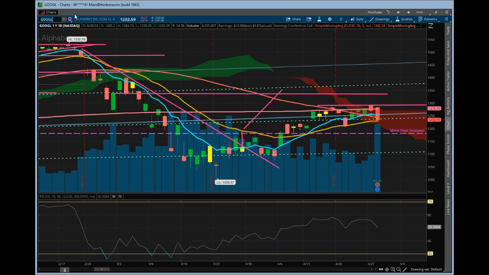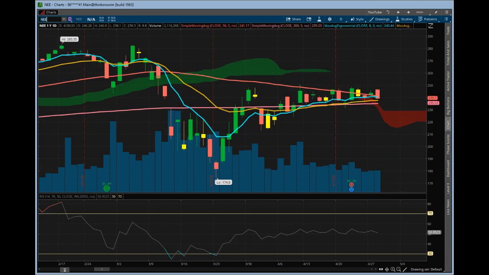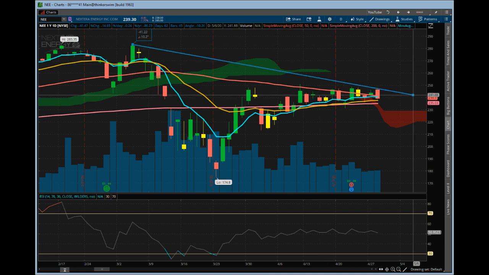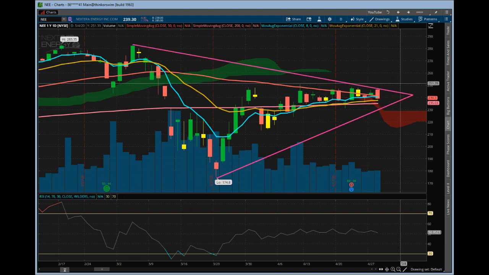So good. Next, Netflix. Really tight on this one too, right? It's a big triangle pattern right here. You can see how tight it is. So getting tight in there. Look for a breakout candle, and see if it gives you some direction on that one.